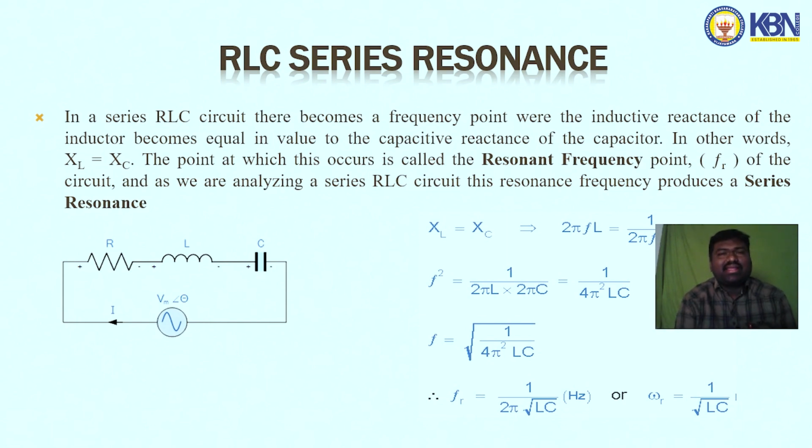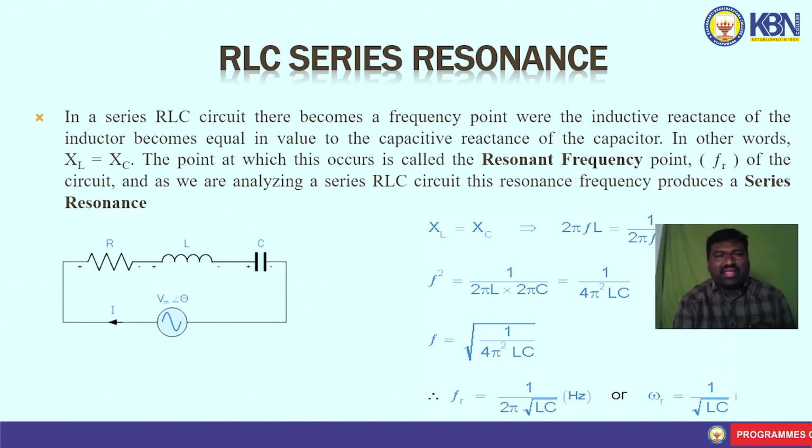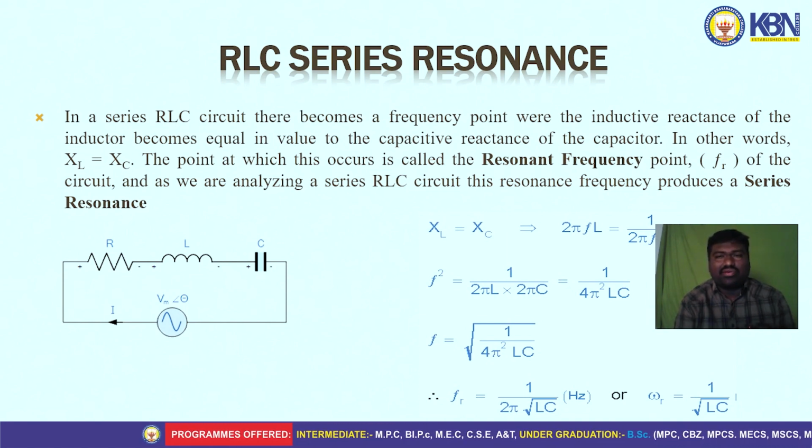Another circuit is the RLC series resonance circuit. In a series resonant RLC circuit, there is a frequency point where the inductive reactance of the inductor becomes equal in value to the capacitive reactance of the capacitor. That means XL equals XC, where XL is called inductive reactance and XC is called capacitive reactance. The point at which this occurs is called the resonant frequency FR of the circuit, and we are analyzing the RLC series circuit. This resonant frequency produces a series resonance.